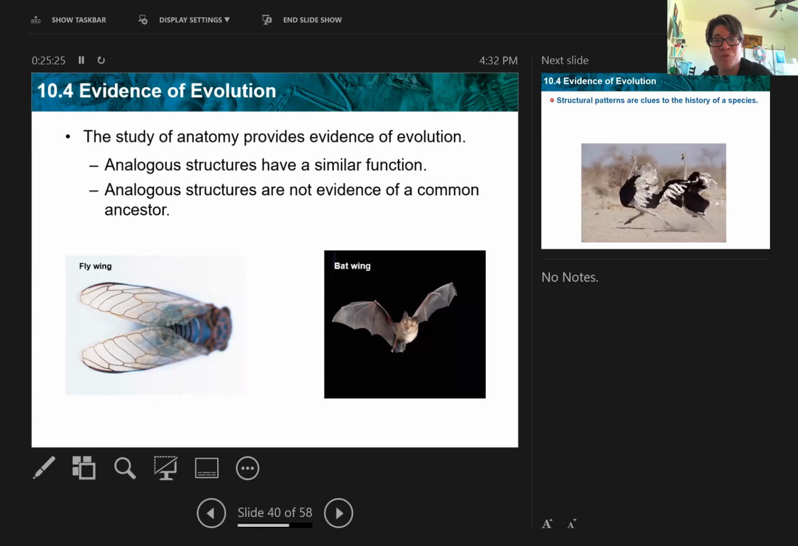Here's an example. Fly wings, bat wings, these are not related to each other. They're super distantly related. Flies are invertebrates, bats are vertebrates. Just because they both have wings and they kind of look similar, you could also put birds in there. Those are not closely related, even though they have wings.